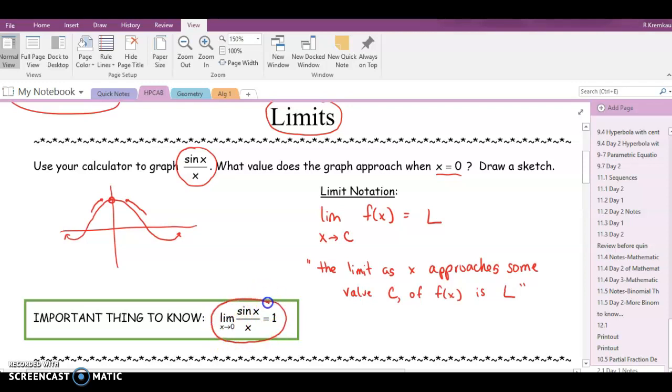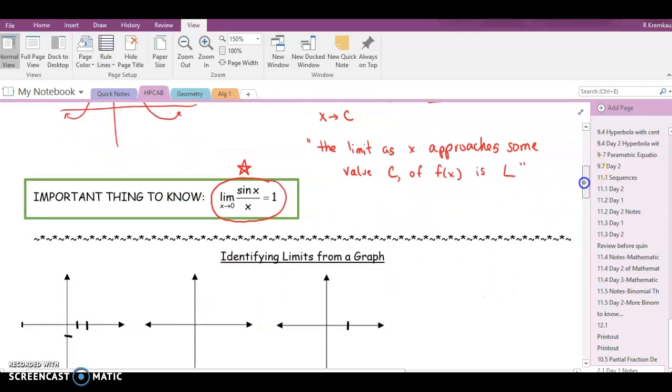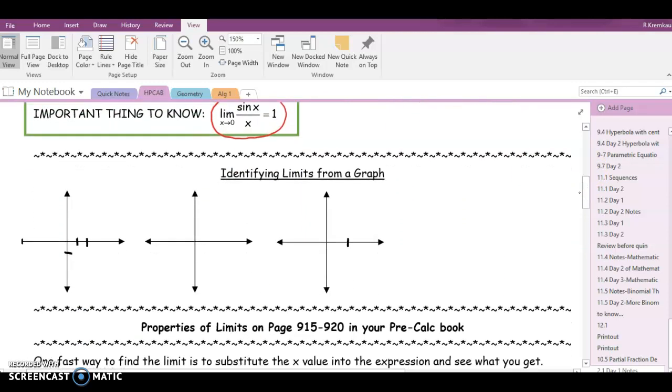This is going to be very important for you to know. We're going to use that common limit quite a bit. Hopefully that makes sense. We're going to move on to down here.